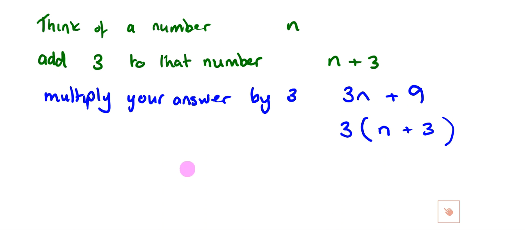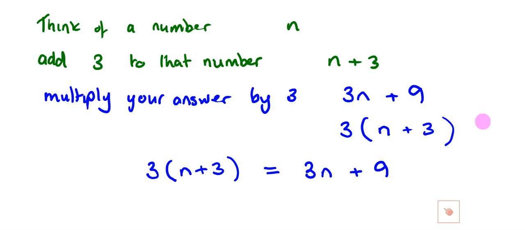So just to summarise that, we know that 3 times the bracket n plus 3 is the same thing as 3n plus 9. Can I get you to write that down? All of that.